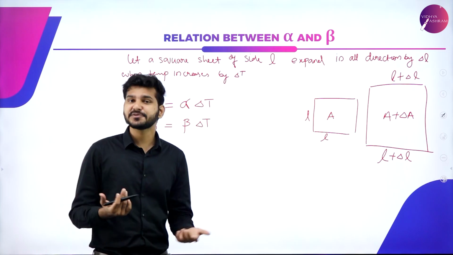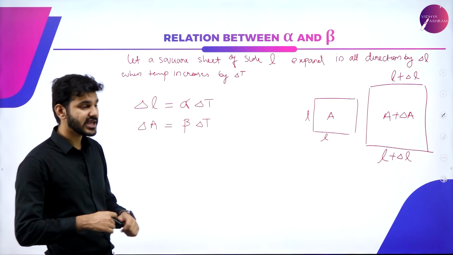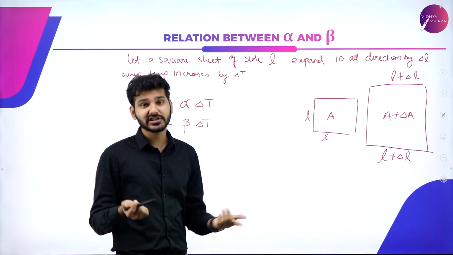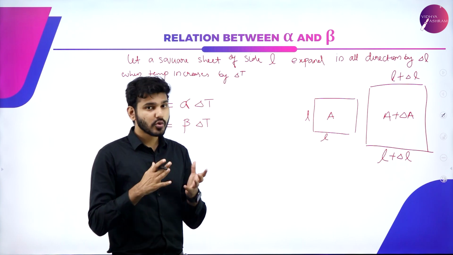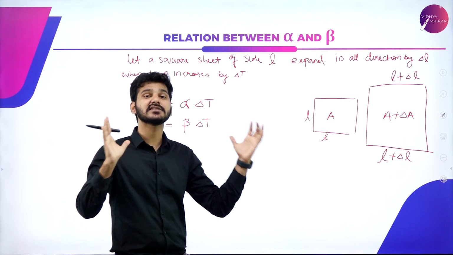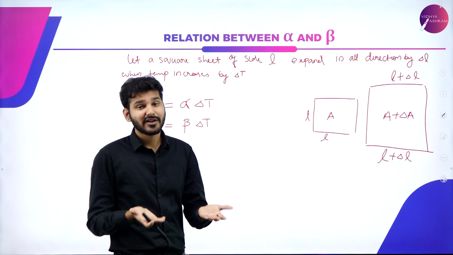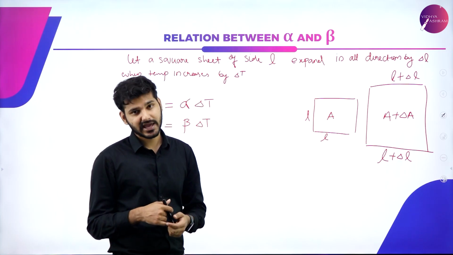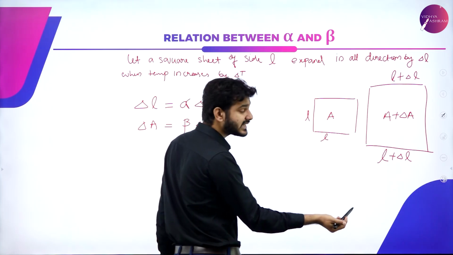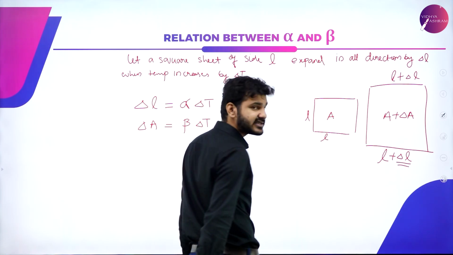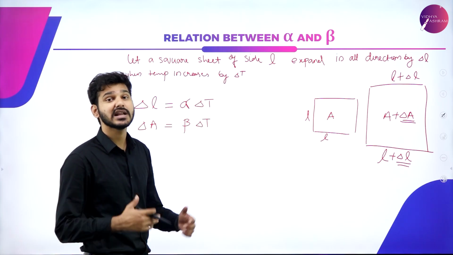Let's find out. For this particular experiment, in order to find the relation between alpha and beta, I'm going to take a square sheet, that is a metal sheet, which has an area of A and sides of L. When I heat this metal sheet, it expands in all directions uniformly by a length increase of delta L, which will cause an area increase of delta A. Initially the sides have a length of L and area of A, but then the sides increase by delta L, and the entire area will have a small increase, known as delta A.